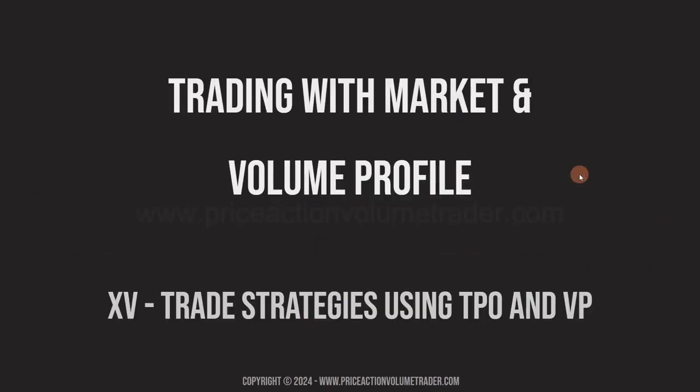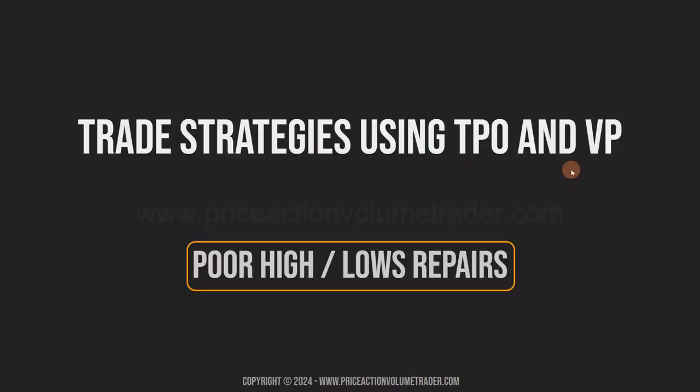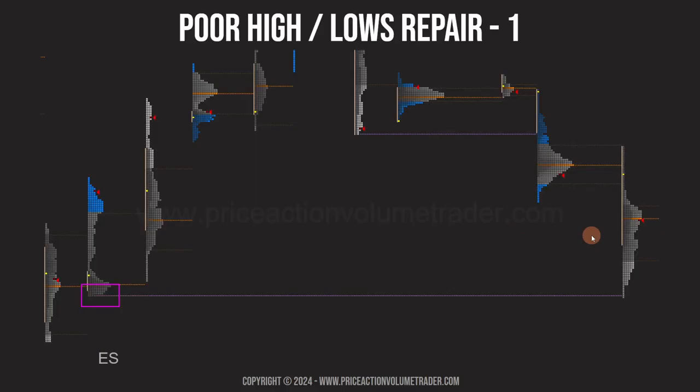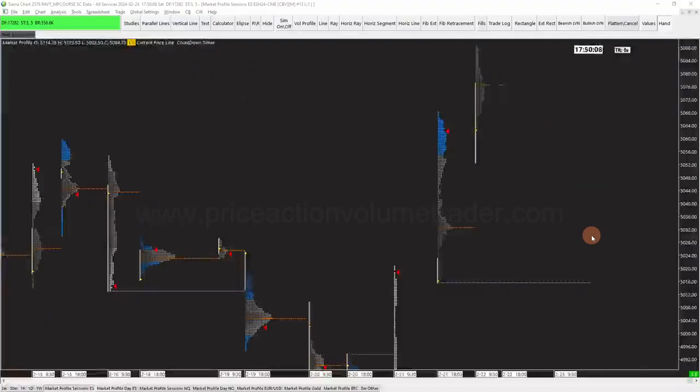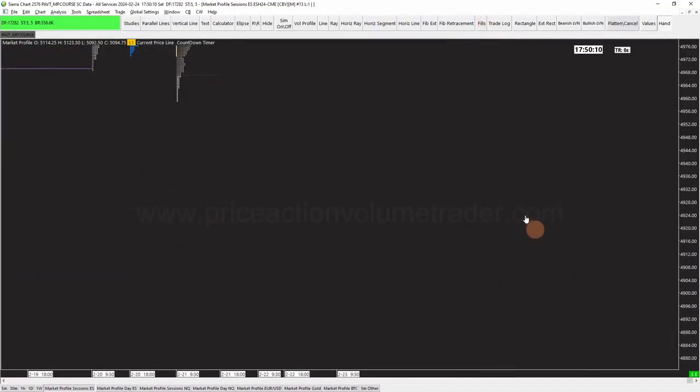Okay, welcome to the next chapter in unit number 15, trade strategies using TPO and volume profile. We're going to be talking now about poor high and low repairs. By repairs, we mean when these levels are going to get revisited. So let's open up a chart and move down just to get the screen blank again.